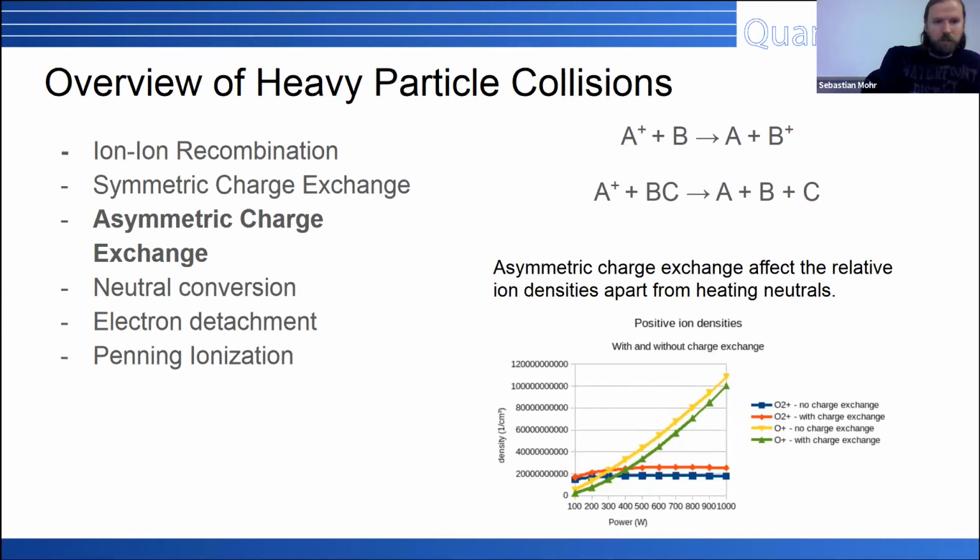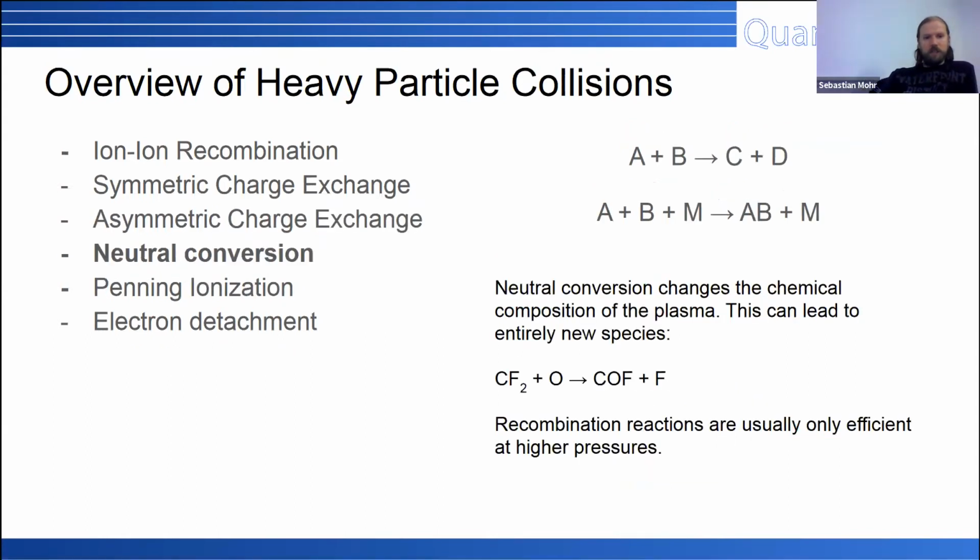Then a fourth rather fundamental kind of reaction are neutral conversions, where two neutrals combine to form two other neutrals, or as a special case here, the recombination, where two fragments simply form a larger fragment. However, you have to consider that this also requires a third particle, so that both energy and momentum conservation are in order. So these are usually pressure dependent, only important at higher pressures. Of course, these kinds of reactions determine the chemical composition of the plasma. Specifically, they can lead to the creation of entirely new species.